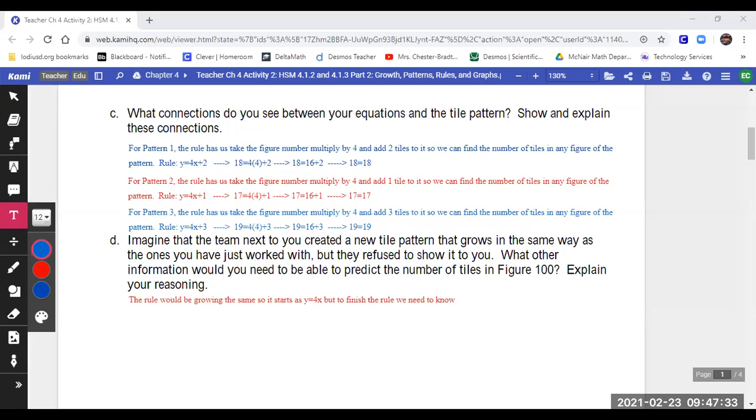What part was changing and what did it stand for? That is what I'm asking. To finish the rule, we need to know what piece of information. What part was changing in all their equations?